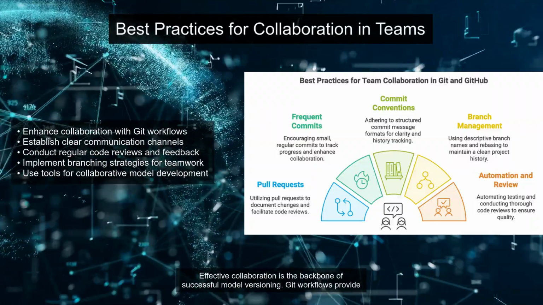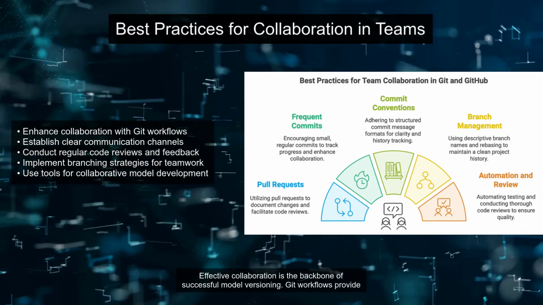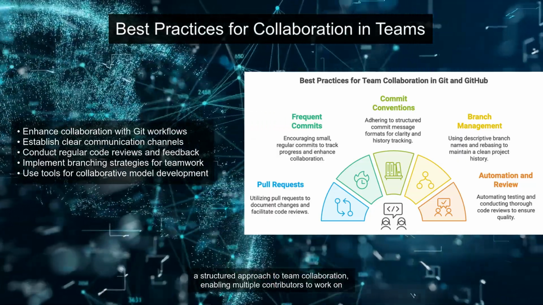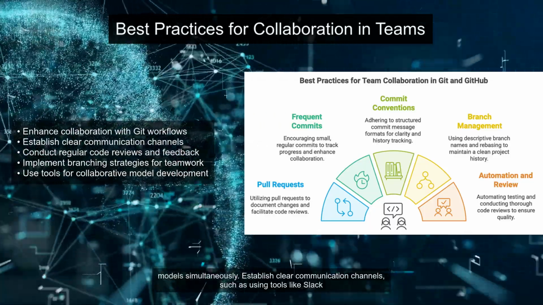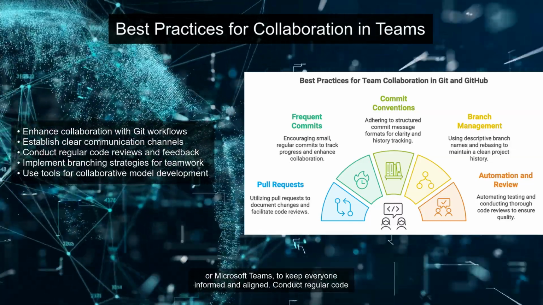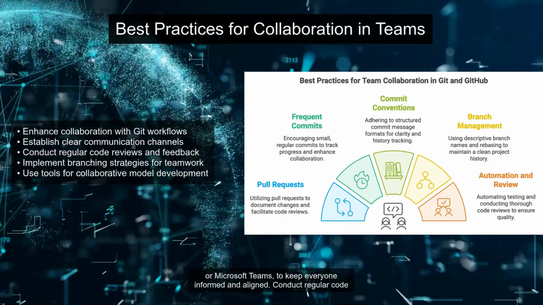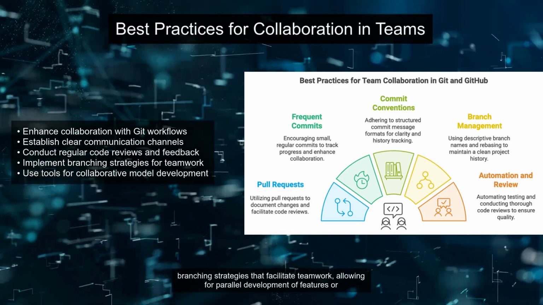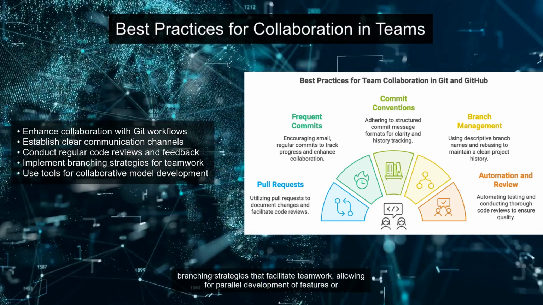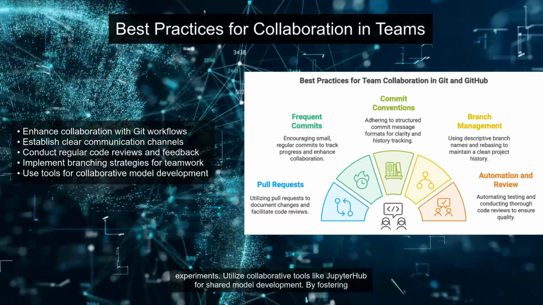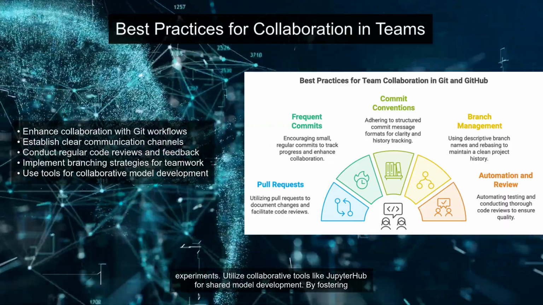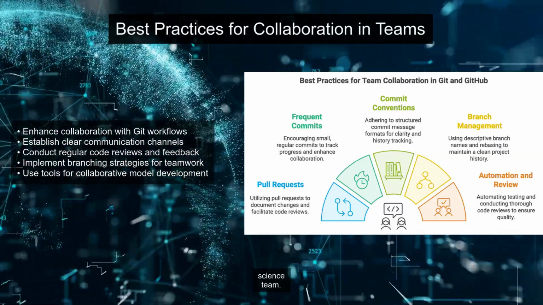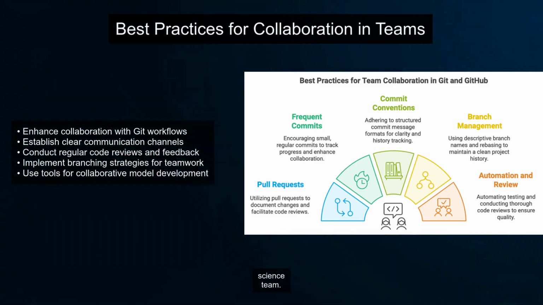Effective collaboration is the backbone of successful model versioning. Git workflows provide a structured approach to team collaboration, enabling multiple contributors to work on models simultaneously. Establish clear communication channels, such as using tools like Slack or Microsoft Teams, to keep everyone informed and aligned. Conduct regular code reviews and provide constructive feedback to maintain model quality and integrity. Implement branching strategies that facilitate teamwork, allowing for parallel development of features or experiments. Utilize collaborative tools like JupyterHub for shared model development. By fostering a collaborative environment, you enhance productivity, innovation, and cohesion within your data science team.